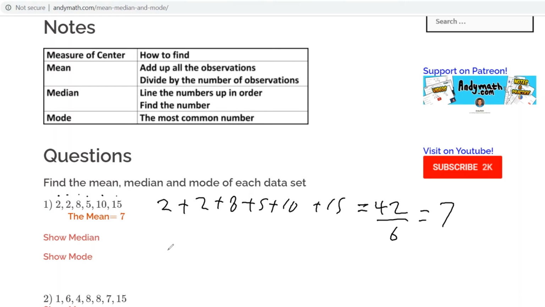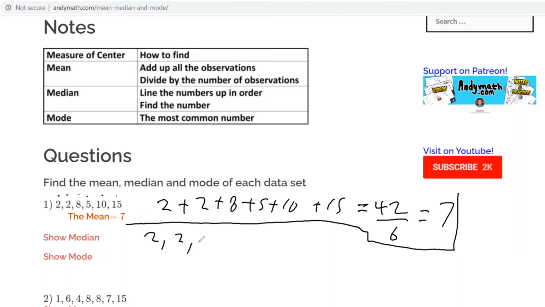So now to find the median, first step to find the median is we list the numbers up in order. So we go 2, 2, 5, 8, 10, 15. So I've listed them in order from least to greatest. Now we're trying to find the number that's in the middle. So I'll get rid of these going inwards.